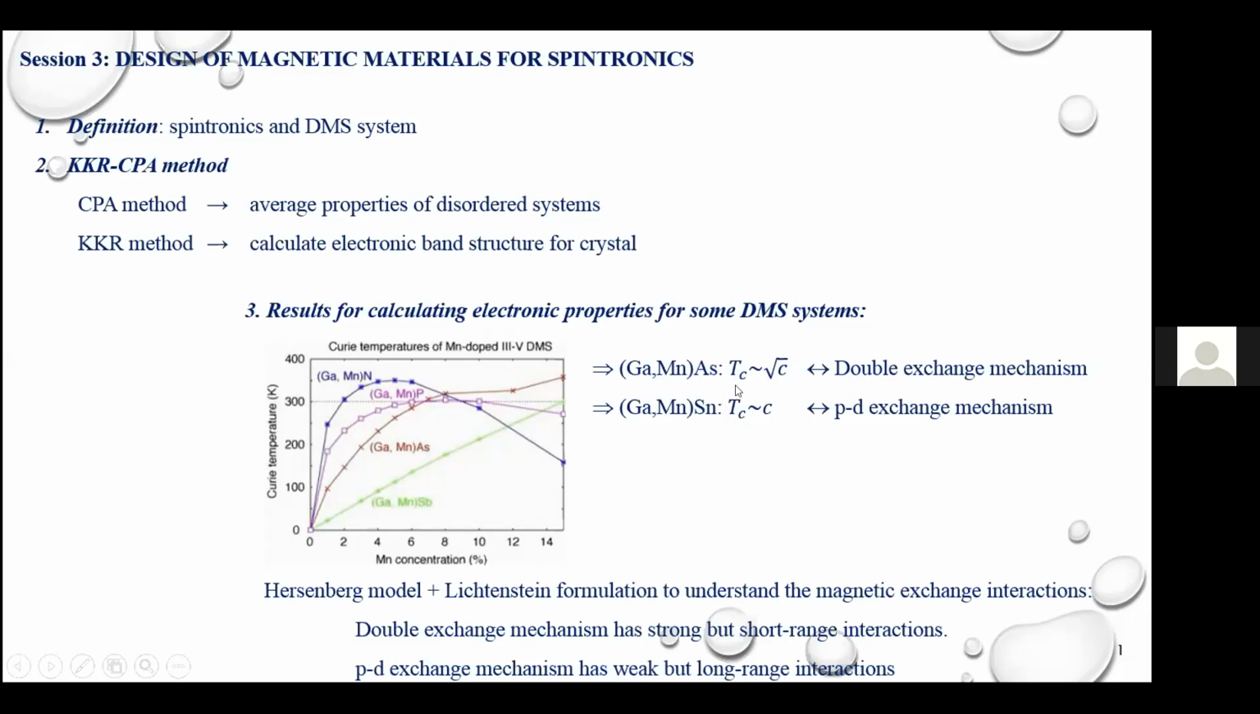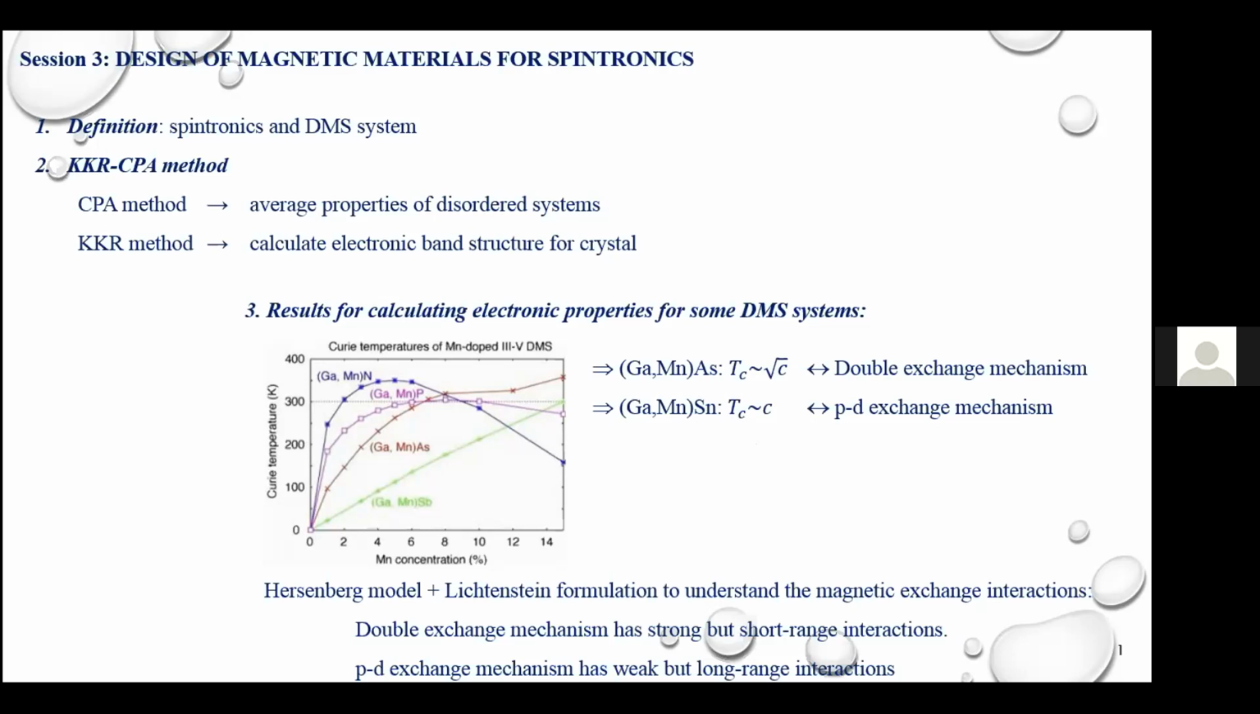Its Curie temperature scales with the square root of c, where c is the concentration of manganese atoms. This kind of TC curve is related to the magnetic double exchange mechanism. The other one is gallium manganese antimonide, and its high Curie temperature is related to c. This character depends on the magnetic p-d exchange mechanism.